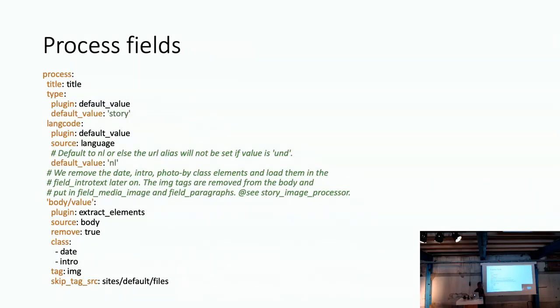And the story is a predefined content type I set up in my Drupal site. Another part of the API is the process section. The process section is where you transform the data from the old to the new. For instance, on the left-hand side is the destination, and on the right-hand side is the source field called title. But you cannot only map source to destination, you can also transform the source to destination. For instance, I have a custom process plugin called Extract Elements, where I get the body source and I remove some elements with these classes in. I remove the date and the intro elements, but I skip the tags like image. If that all is done, it puts the extracted data in the body value field of the destination.